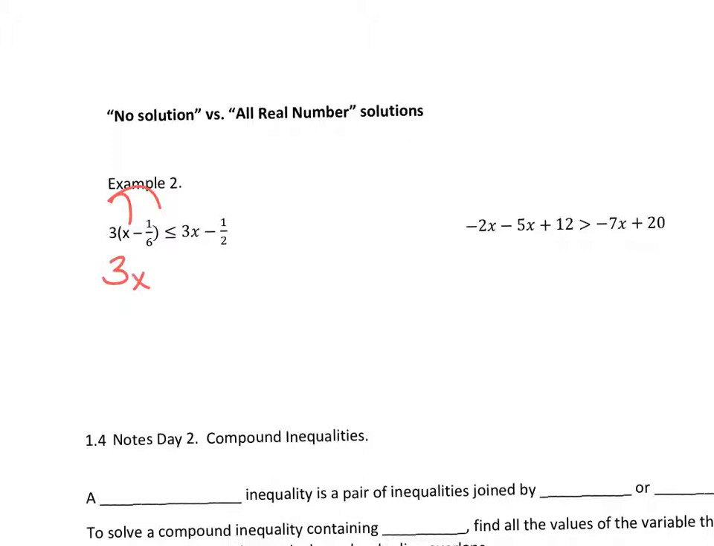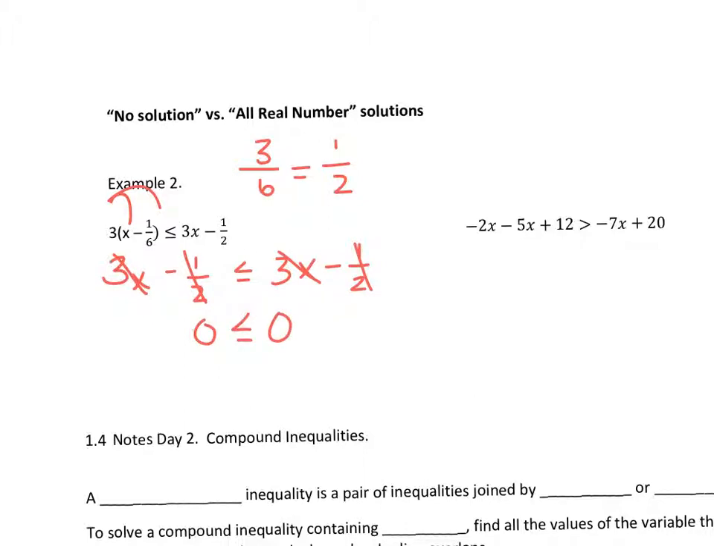So this would be 3x. 3 times 1/6 is 3/6, and that's 1/2. So this is 3x minus 1/2, and this is 3x minus 1/2. So getting our x's on one side, these x's would cancel out. And also, these would cancel out. So you'd have nothing on each side, so it'd actually be a 0.